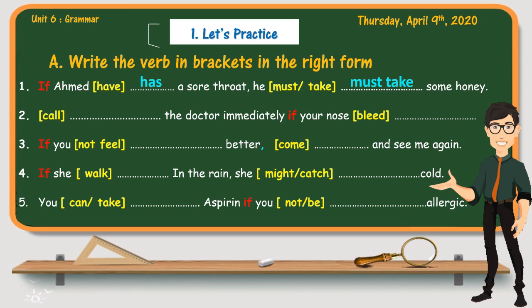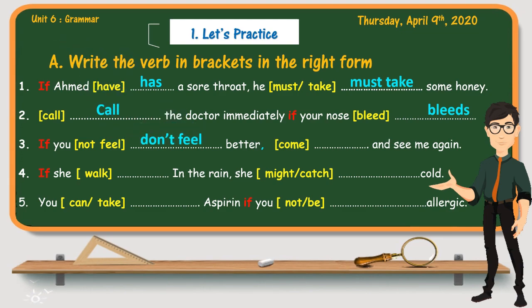Let's look at sentence number 2. Start with the verb to call the doctor immediately. If your nose, the verb to bleed. So the first thing is to locate the if part. The sentence starts with the result part and finishes with the if part. So the correct form to start with is the infinitive form. Call the doctor immediately if your nose plus simple present. If your nose bleeds, the verb takes s since your nose can be considered third person singular. It bleeds.